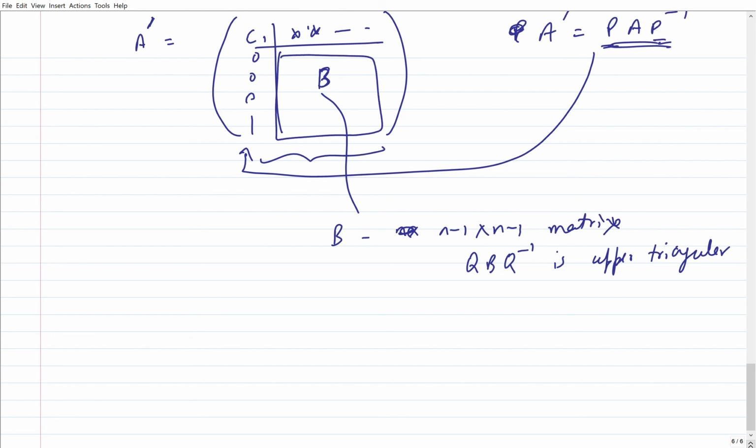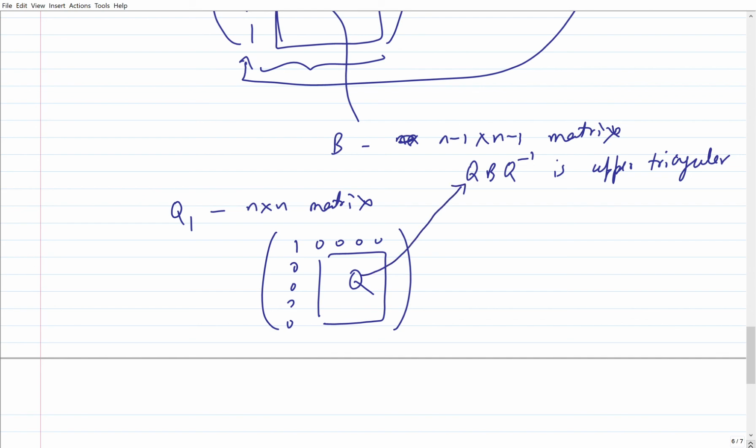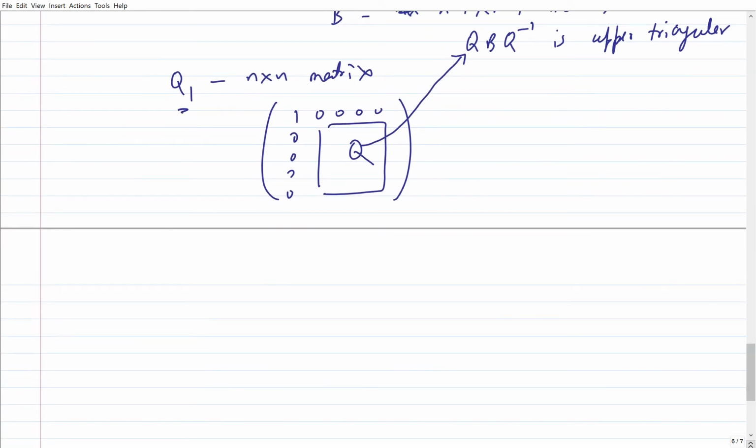So what does it boil down to? Consider one particular matrix of the form n by n. Let Q1 be an n by n matrix which will do the job of this particular form. This has the form 1 0 0 0 0 whatever 0 0 0 something, and this is my matrix Q, which was related to this guy.